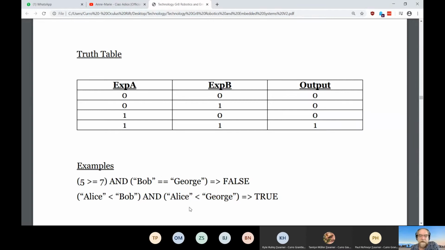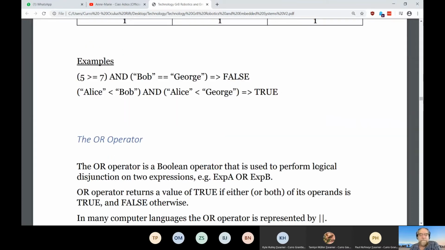And here we are saying that Alice is less than George. That is also going to be true because obviously capital A is going to be the least number in the alphabet, so it's going to be less than capital G. So Alice is also less than George. So we know this is true and this is true. And we know that for an AND, if we've got 2 trues, the output is true. We can see it here. True and true gives us a true. Okay, so that is the AND.